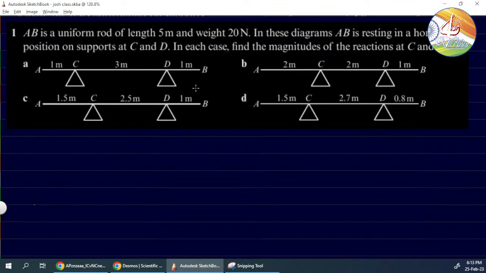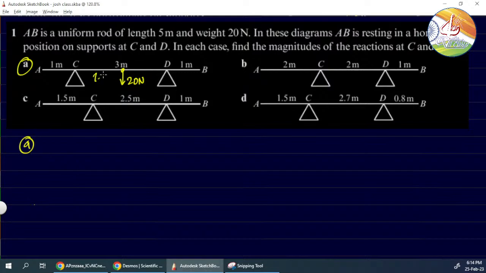AB is a uniform rod of length 5 meters, weighing 20 newtons. In the diagrams, AB is resting in horizontal position on the supports C and D in each case, and we need to find the magnitudes of the reactions at C and D. Here the distances AC and DB are equal, and the weight acts at the center, 20 newtons. Because it is acting exactly at the center, we will get both RC and RD to be equal. By common sense itself we can tell it, but let us solve it.